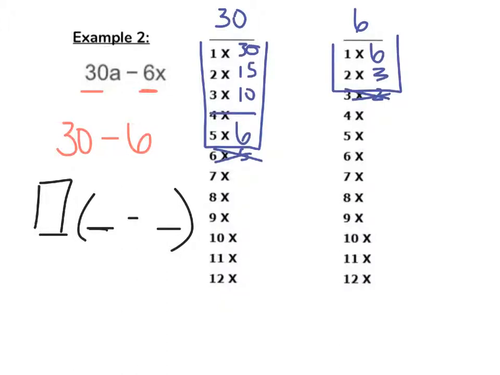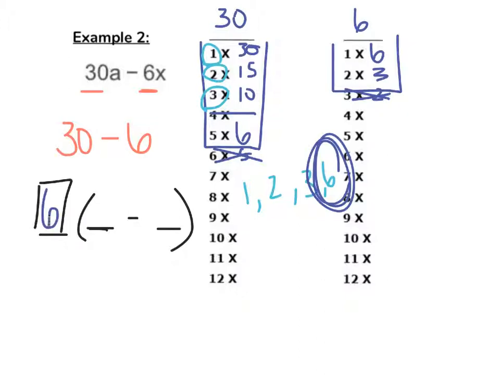So if you take a look, I did go through and make my list. So if I go ahead and compare my lists to each other, I can see that I have a 1 in common, a 2 in common, a 3 in common, and a 6 in common. So that would tell me that 6 would be my greatest common factor. So that's what I'm going to factor out or put in the front of my parentheses.